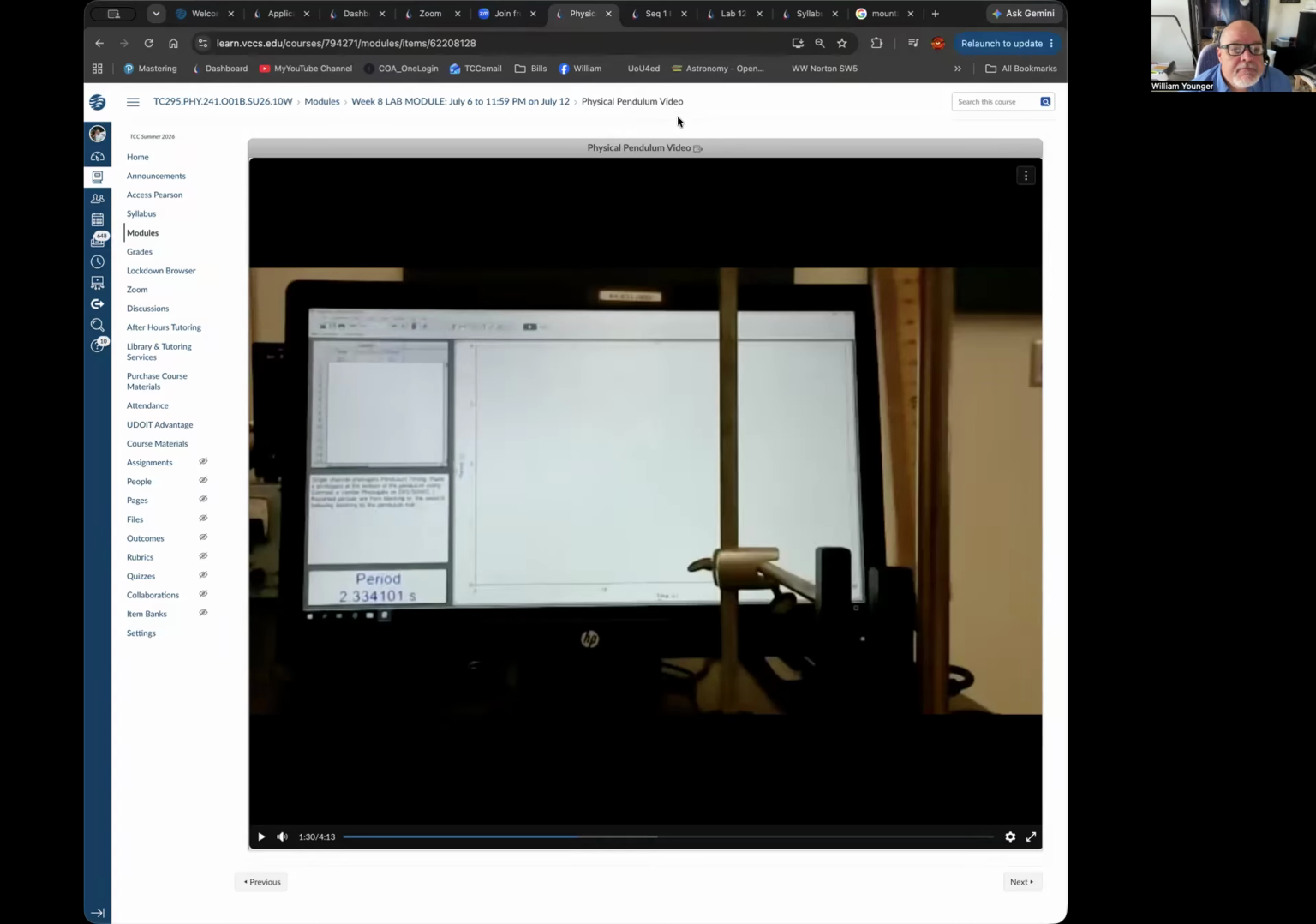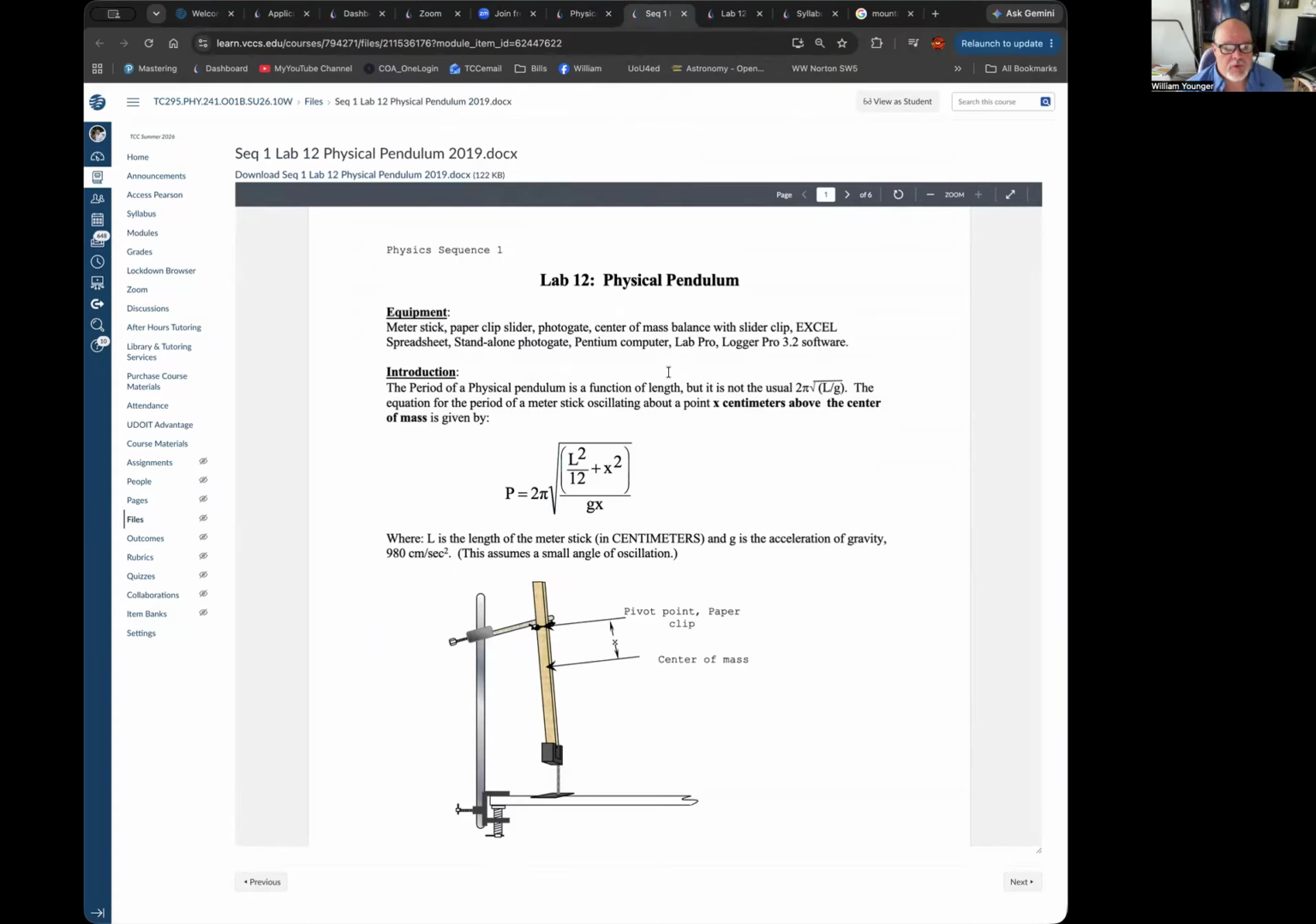Tuesday morning, July 7th. Just logging in to tell you guys about the first of this week's labs. The lab that we're doing is physical pendulum. I want to go ahead and share my screen so I can talk a little bit about it. So, sharing my screen, and specifically, I want to show this one.